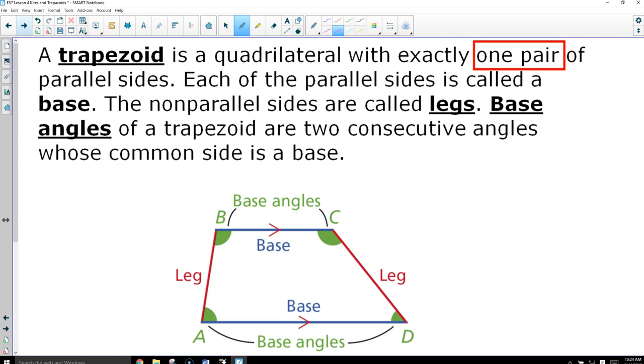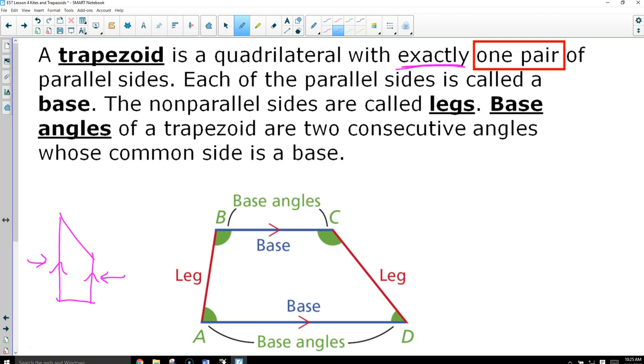Next, our next shape is a trapezoid. A trapezoid has exactly one pair of parallel sides. So we know right away a trapezoid cannot be a parallelogram, because parallelograms have two pairs of parallel sides. Each of the parallel sides are called bases. We can draw it standing up on its side if we want to, and these two sides would still be my bases. No matter how it's drawn, the parallel sides are always your bases. The other sides, the non-parallel sides, are called your legs.